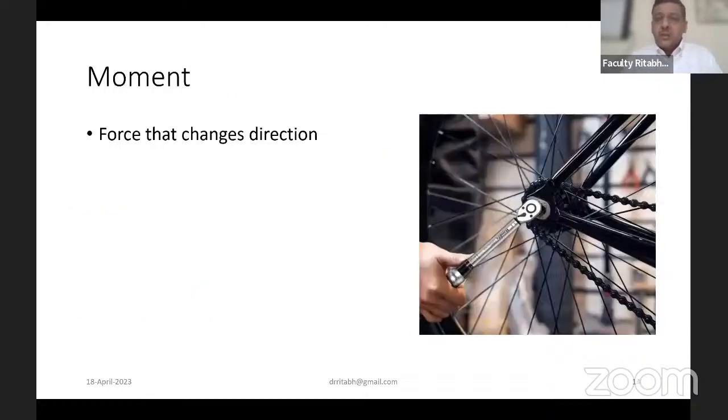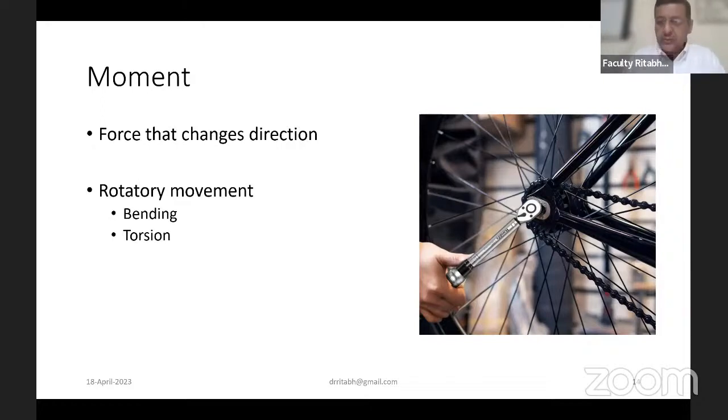Now I would like to introduce you to a word, moment. Like a moment in time, this is in physics a moment. Moment is a type of force. The only difference is the force is like this gentleman tightening the nut on the spoke. A force that changes movement. Movements are either in bending, these rotatory bending stresses, or in torsional stresses, loading of the bone.